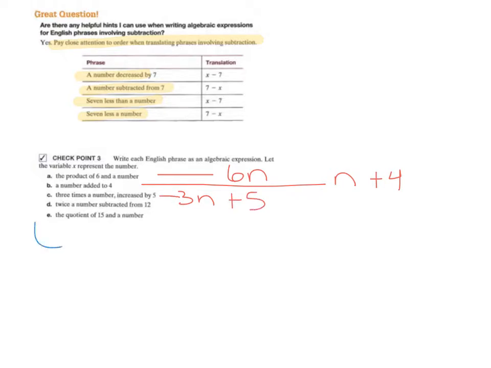So if we look at D down here, twice a number subtracted from 12. Now this subtraction means I'm going to take this twice a number and subtract it from 12. So this is how we subtract from 12. And then our final problem here, the quotient of 15 and a number. Quotient means division, so we're dividing 15 by n.